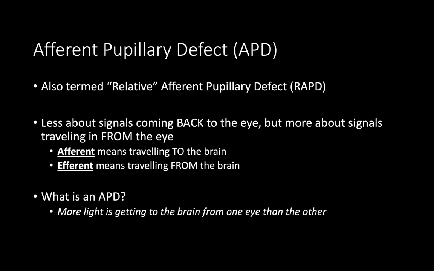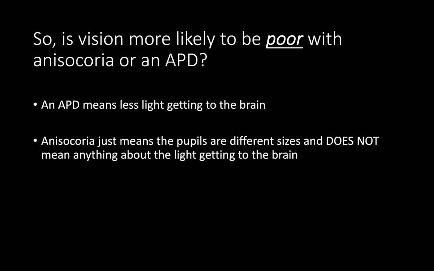So what is an APD? It's when more light is getting to the brain from one of the eyes than the other. I'm going to say that again. An APD is when more light is getting to the brain from one eye than the other. So is vision more likely to be poor with anisocoria or an APD? An APD means less light getting to the brain. Therefore, it's more likely that the patient has vision trouble from this. Anisocoria just means that the pupils are different sizes and does not mean anything about the light that's getting to the brain.